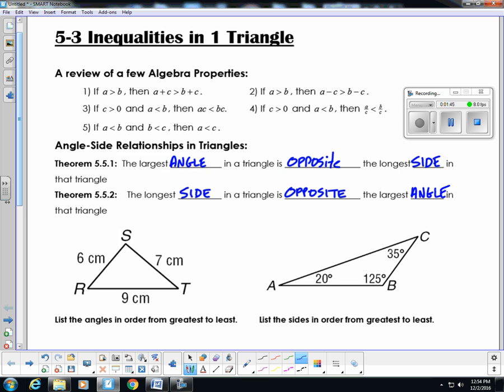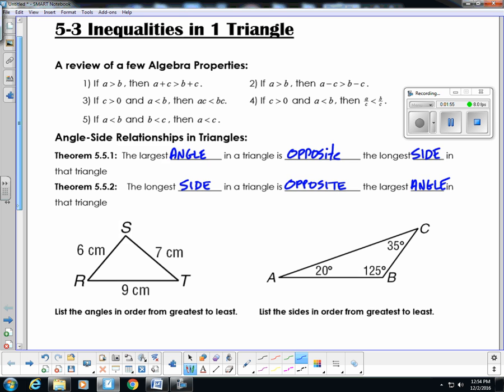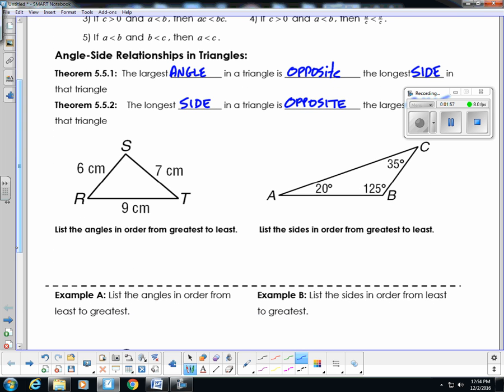If all you have are angles, then you can look and say, hey, this is the longest side. If all you have are sides, you can say, hey, look at this, this is the biggest. These are how my angles are ordered from least to greatest. Which is what we're going to do here in our first example. List the angles in order from least to greatest. We're given the sides, so this goes with theorem 5.5.2, given the sides, find the angles. So 9 centimeters, this is our longest side. That means S is our largest angle.